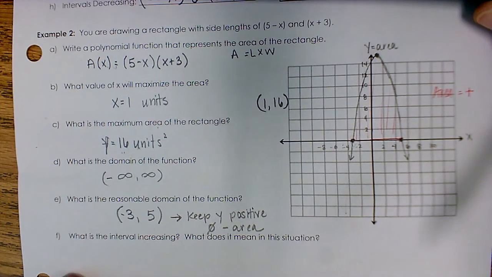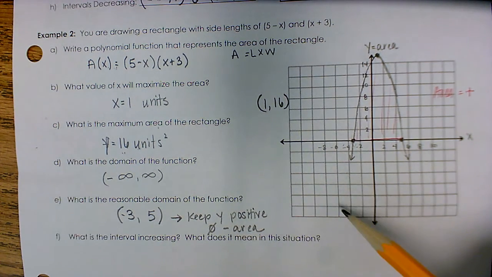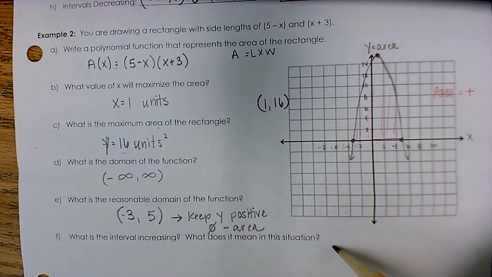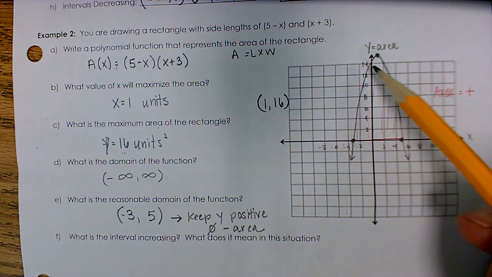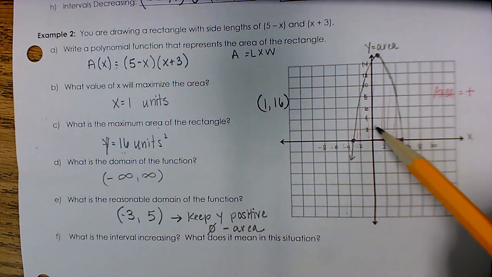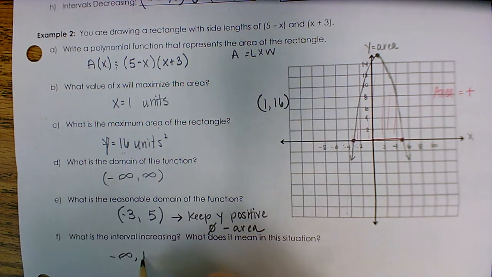So looking at our graph a little bit more, what is the interval increasing? We're increasing from way down here, -infinity, up to 1, right? At 1 is our turnaround point here. So we're increasing from -infinity to 1.